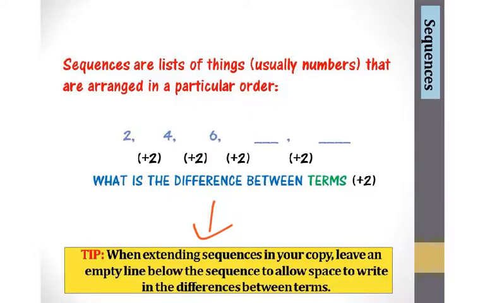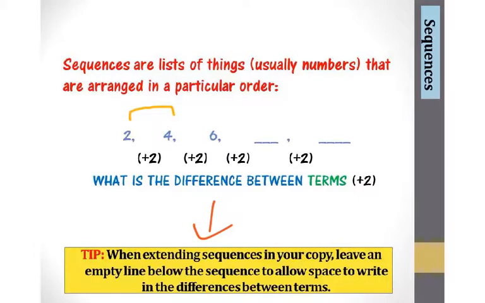So we're going to have to determine what the rule is. We need to identify the rule in order to extend the sequence. 2, 4, 6. This is a numerical sequence, so it's based on numbers. We need to look at each term, 2, 4, 6, and identify what has happened between it and the next term. The first one we're going to look at is the relationship between 2 and 4.